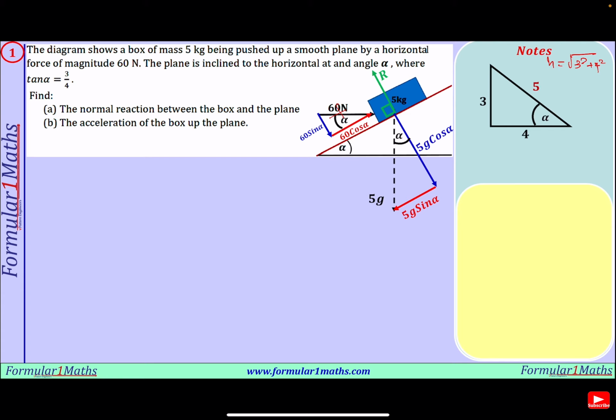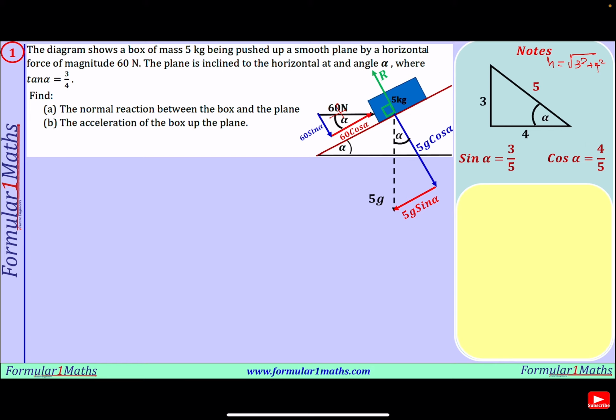Now we can write down sine alpha and cos alpha. So sine alpha is opposite over hypotenuse. Cos alpha is adjacent over hypotenuse. And we've got that, and we can use that in our solution. So now let's go and try to solve the first question, the normal reaction between the box and the plane.